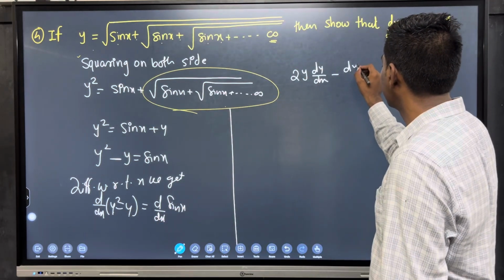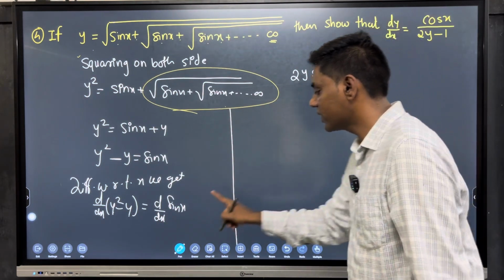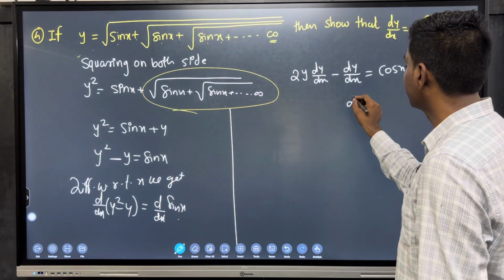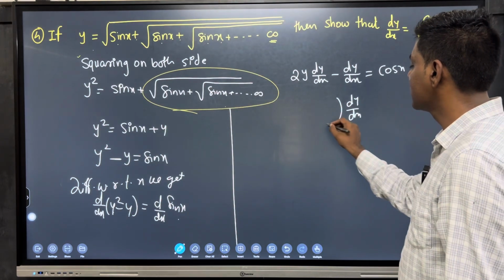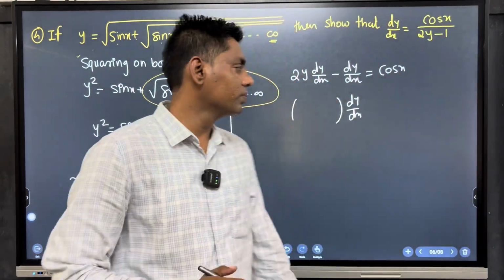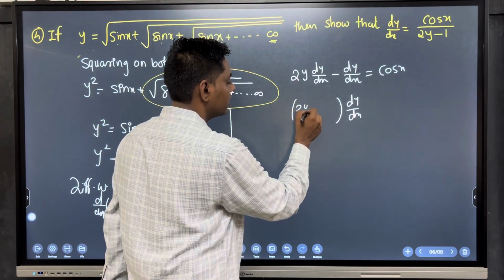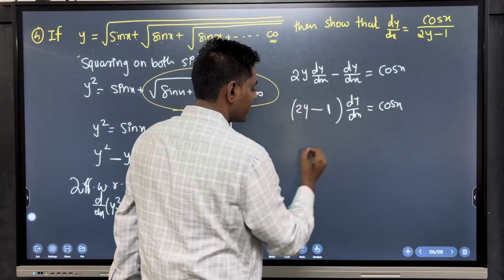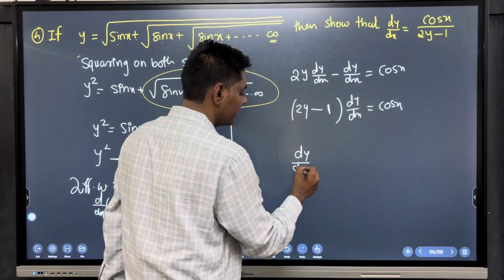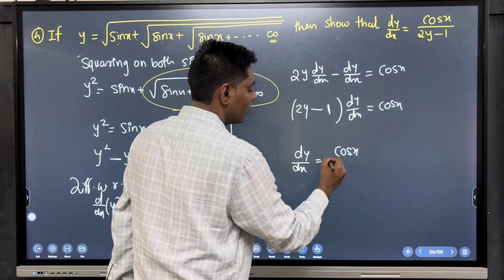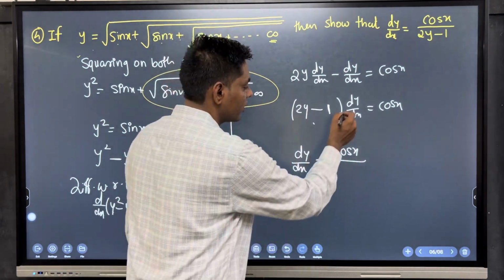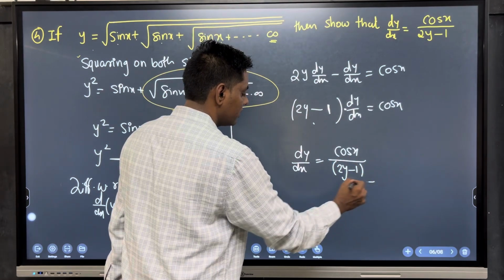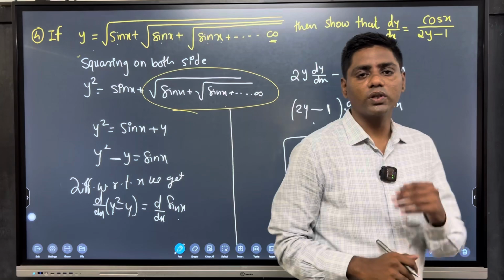The derivative of sin x is cos x, and taking dy by dx common, what is present in the bracket? Now it is very simple. First 2y remains, and next dy by dx taking common, minus 1 equals cos x. The value of dy by dx is cos x divided by 2y minus 1, because the bracket is multiplied with dy by dx. So this is our final answer. This is a simple question.